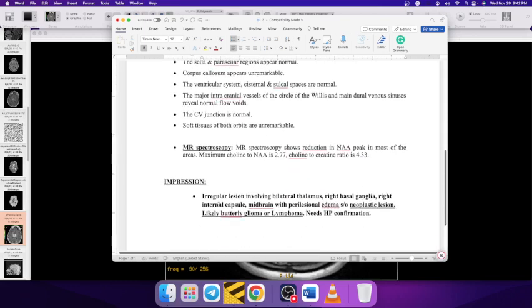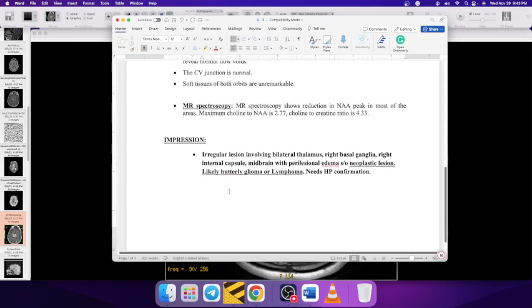So based on these, it is an irregular lesion involving bilateral thalamus, the basal ganglia, the internal capsule, midbrain with perilesional edema, suggestive of a neoplastic lesion. It looks like a butterfly glioma, or lymphoma can be a differential. It needs histopathological correlation. And the spectroscopy, it was everywhere, but definitely it was not negating neoplasm, so we did not think of something otherwise. And so, that is how we will report this case. Thank you.